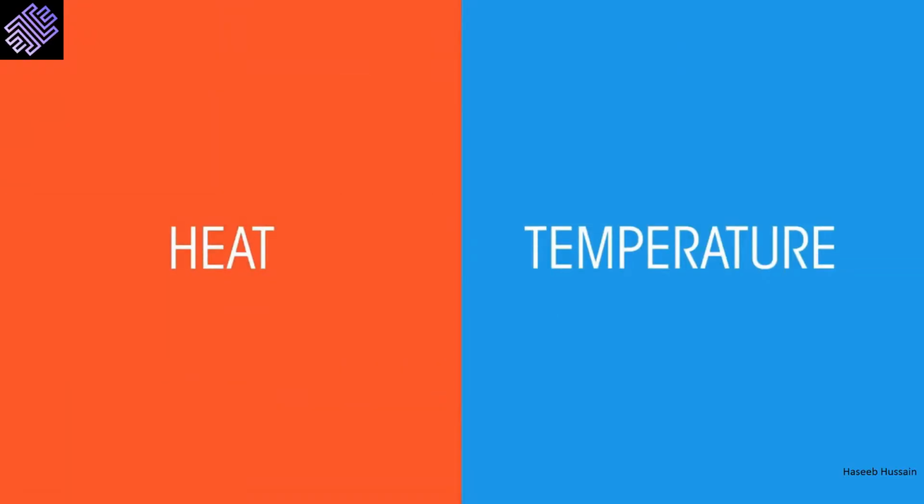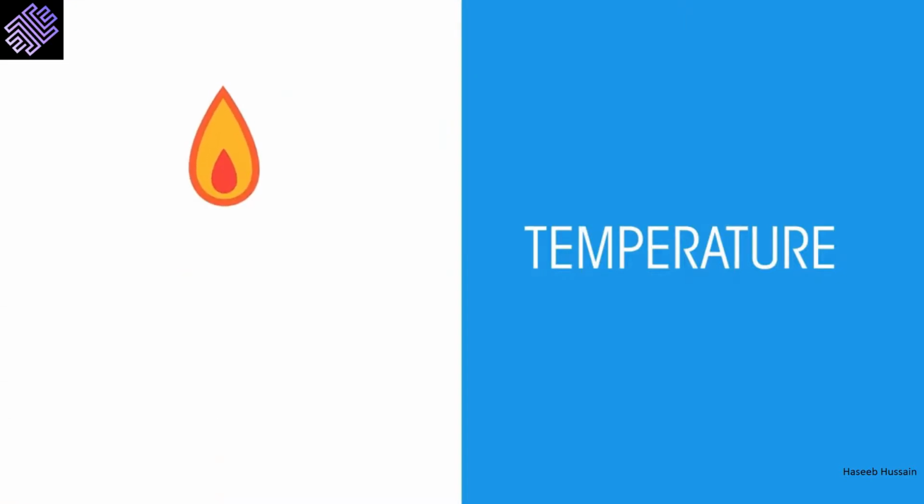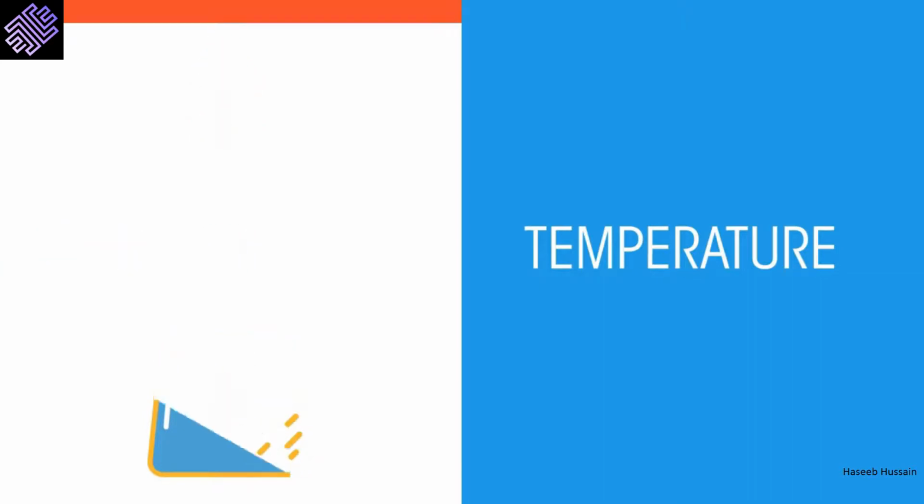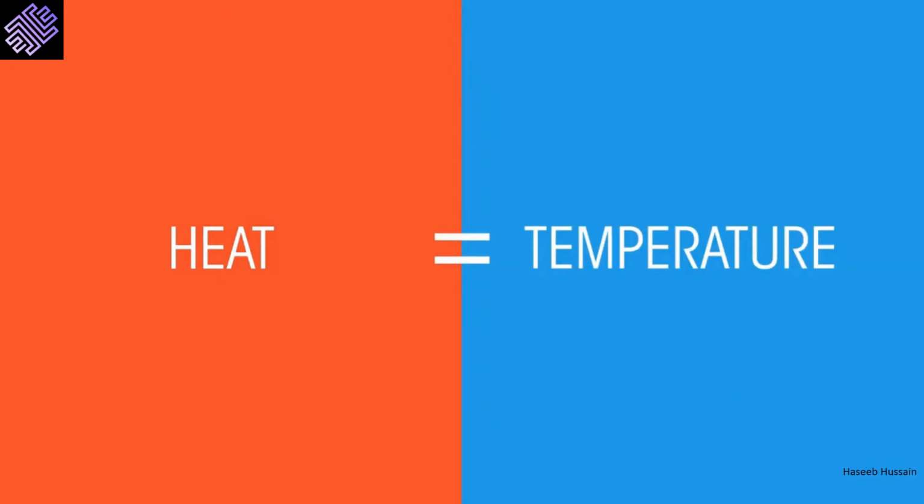It is important to understand the difference between heat and temperature. Temperature is a way of describing how hot or cold an object is and is measured in degrees Celsius, whereas heat is a form of energy and is measured in joules. If more heat is provided to an object, the temperature of the object will rise. So heat and temperature are related, but they are not the same.